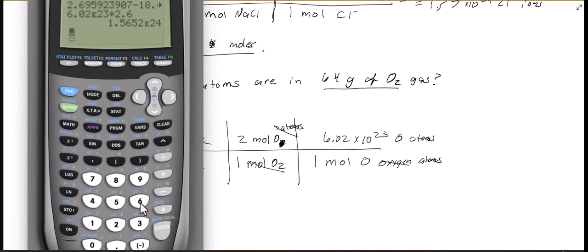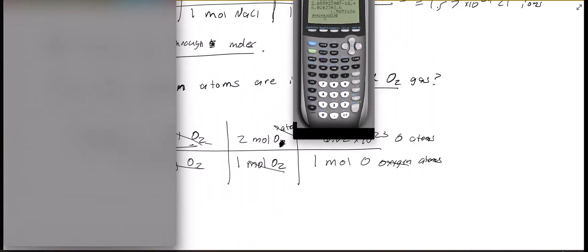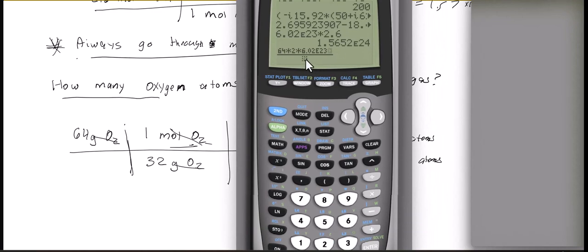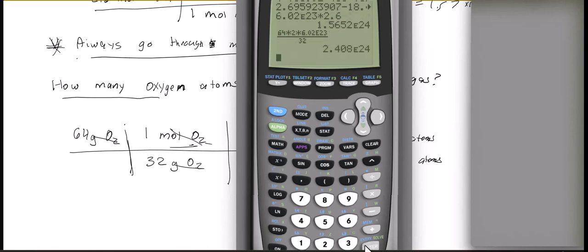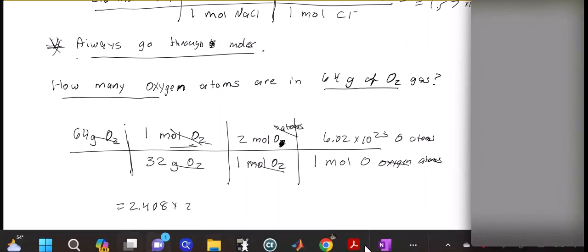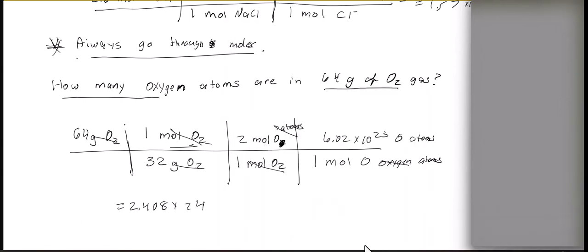So I would have 64 times 2 times 6.02 E 10 to the 23rd, and then I have 32 in the denominator, over 32, which is 2.408 times 10 to the 24th oxygen atoms.